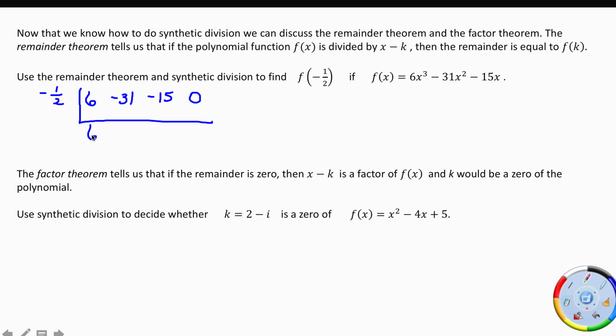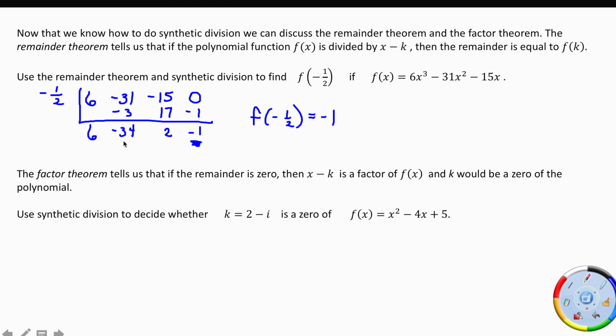So negative 1/2 of 6 is negative 3. Add these together. That's negative 34. Okay, a negative times a negative is positive, so 1/2 of 34 is 17. 17 minus 15 is 2. A negative times a positive is negative. 1/2 of 2 is 1. Add these together, negative 1. This is my remainder. That means f of negative 1/2 equals negative 1.